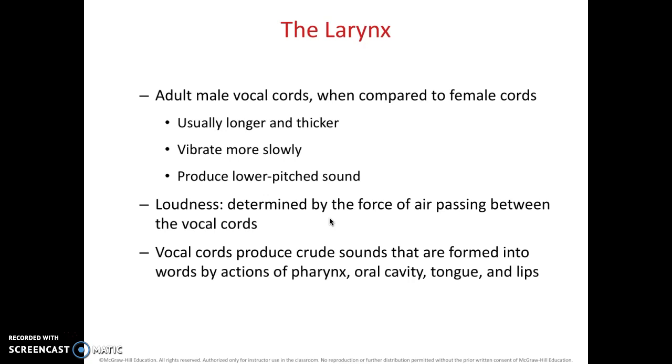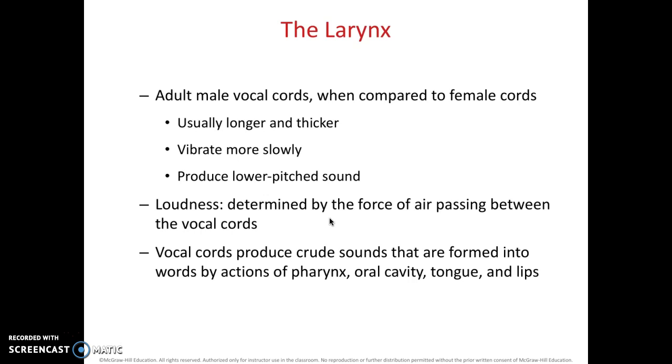In the larynx, adult male vocal cords, when compared to female vocal cords, are usually longer and thicker and vibrate more slowly, and this produces a lower pitch sound. So loudness is determined by the force of air that passes between the vocal cords.